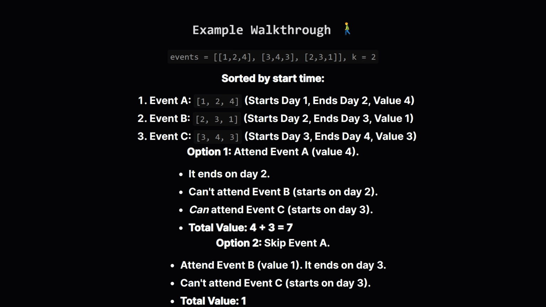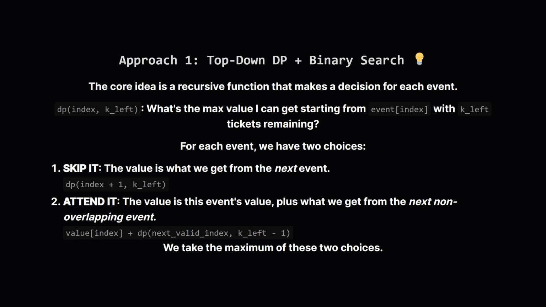This attend-it-or-skip-it decision at each step is a huge hint that we can use dynamic programming. So let's formalize that attend or skip idea. We can define a function, let's call it dp, that takes 2 arguments: the index of the event we are currently considering, and the number of events we can still attend.